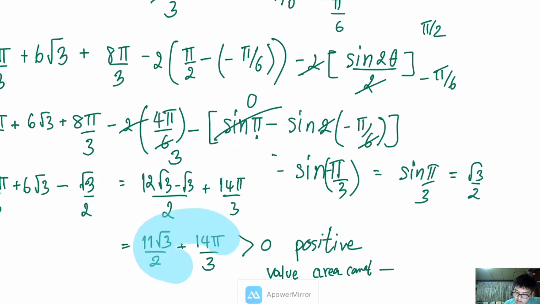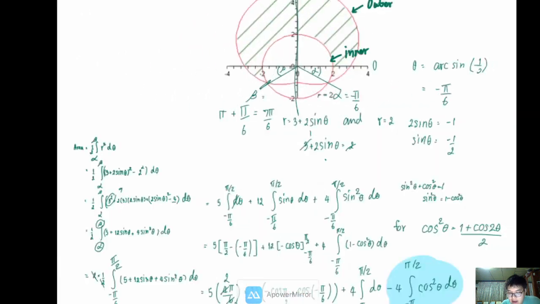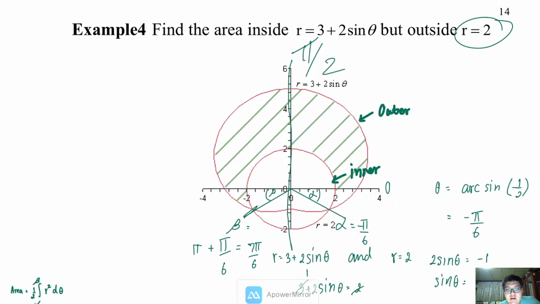For finding the area of this one, there is some idea that you can apply to another example.